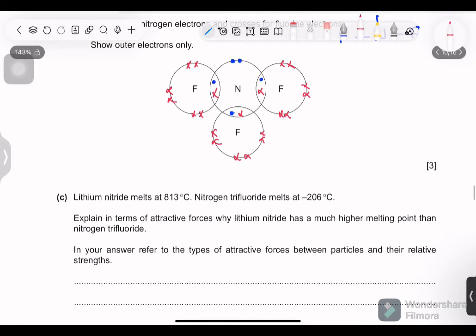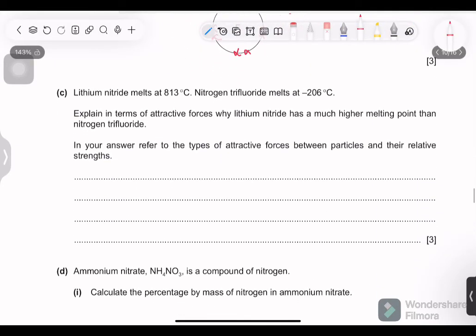So this is the correct dot and cross. Lithium nitride melts at this, nitrogen trifluoride melts at this. Explain in terms of attractive forces why lithium nitride has much higher. So we know that lithium nitride is an ionic compound and NF3 is a covalent compound. So there is ionic bonding in lithium nitride, and there is only a force of attraction between the molecules of NF3, which is a weaker attraction than in lithium nitride.